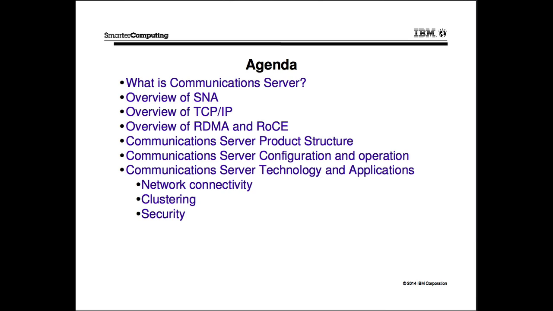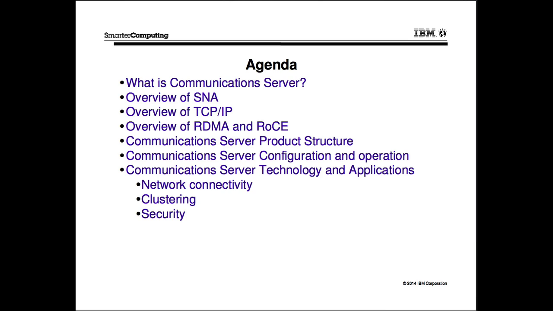So the agenda, we're going to start off with a high-level overview of what is communication server and how it fits into z/OS. Give a quick overview of the three networking technologies that z/OS communication server implements, which are SNA, TCP/IP, and a more recent one, RDMA and RoCE. I'll explain what those are and give a little bit of information about them. Then we'll talk about the structure of the communication server product. And also, then we'll talk about communication server configuration and operation.